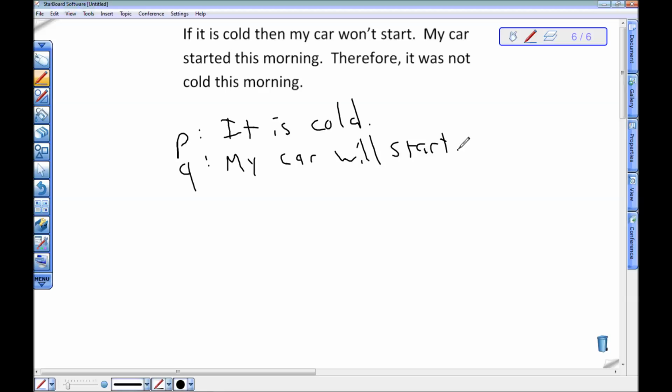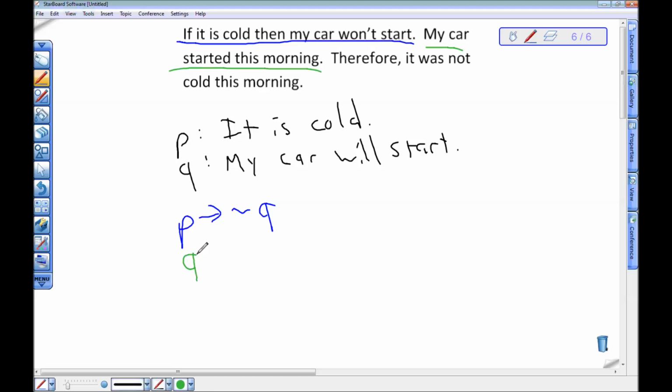So each of these sentences makes up its own premise. This first sentence, if it is cold, then my car won't start, I can symbolize if P, then not Q, and that's its own line. Okay, when I'm symbolizing an argument, each premise gets its own line. Okay, let's look at the next premise here. My car started this morning, so my car will start, Q.